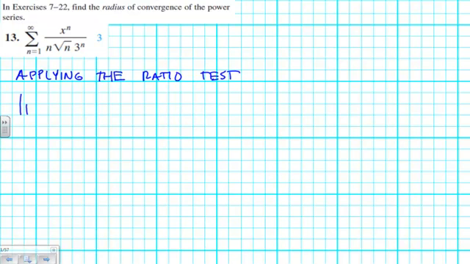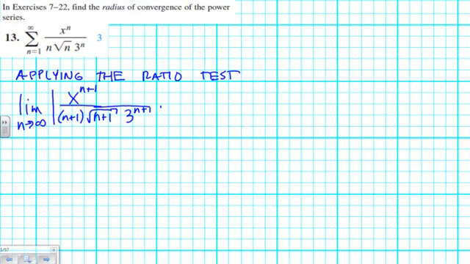We're going to take the limit as n approaches infinity of the absolute value, and first rewrite the n plus 1 term: x to the n plus 1, divided by n plus 1, multiplied by the square root of n plus 1, times 3 to the n plus 1. So there's the entire n plus 1 term.